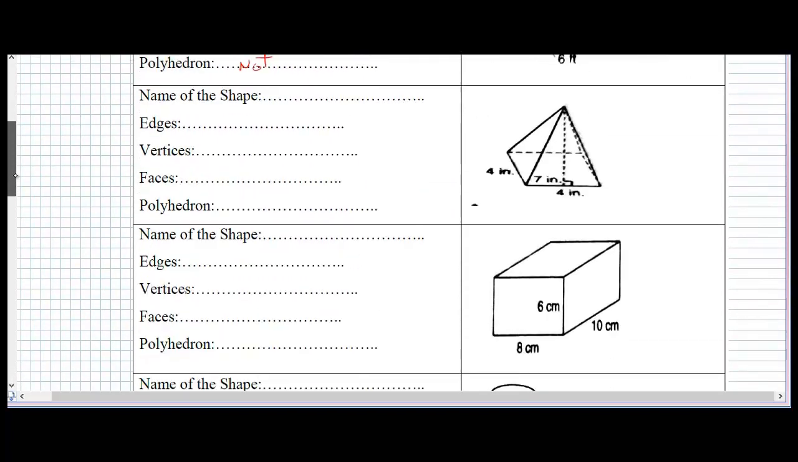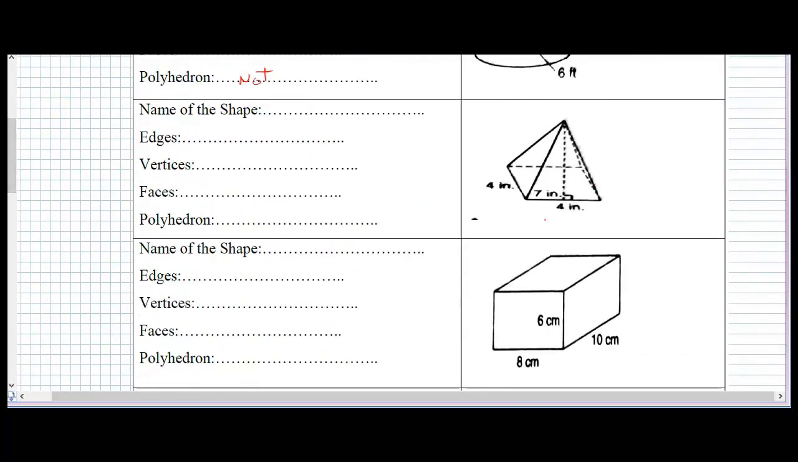Next one we have here. How many bases do we have? We have one base. If we have one base, the shape is a pyramid. Okay, but how do we name the pyramid? We name it by the type of the base. What is the type of the base here? 4 by 4 means it's a square. So this shape is a square pyramid.